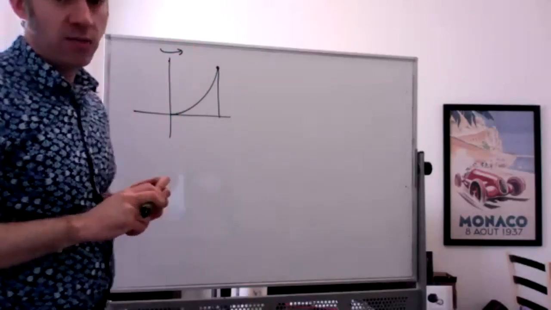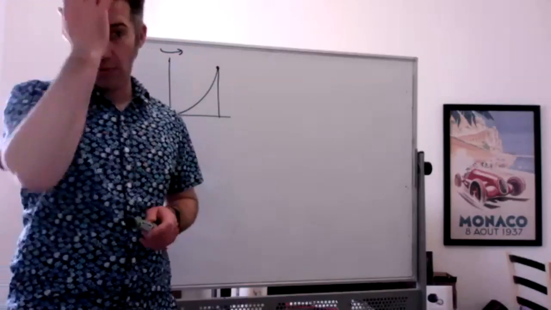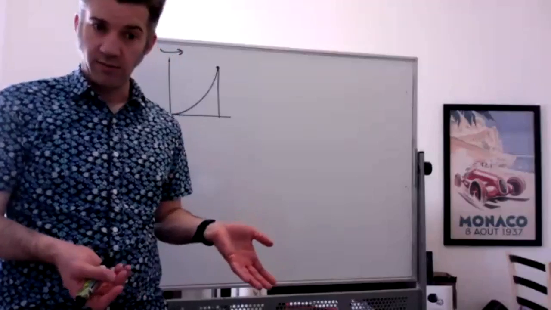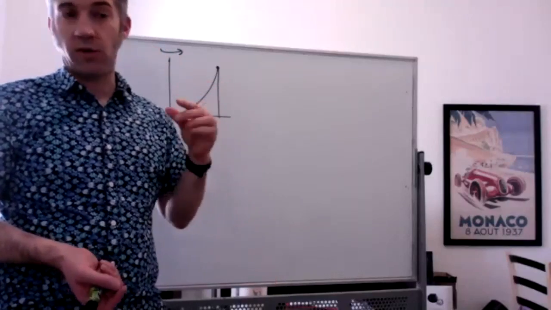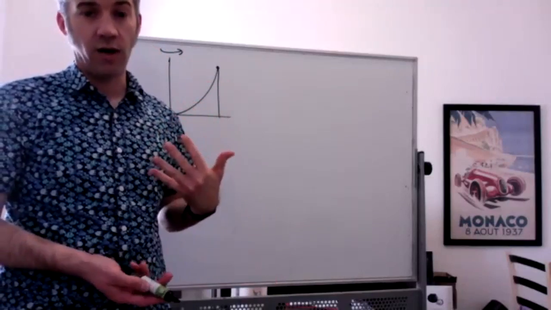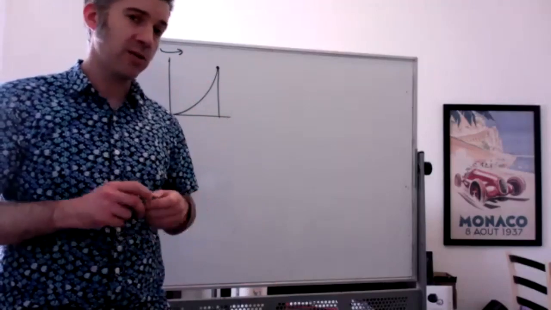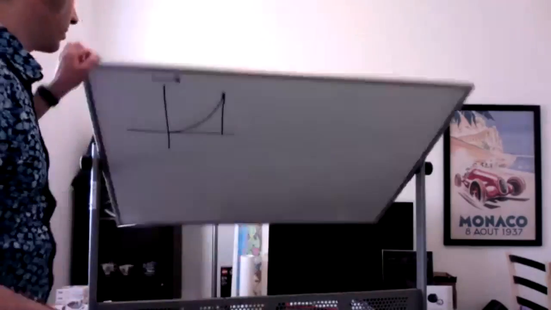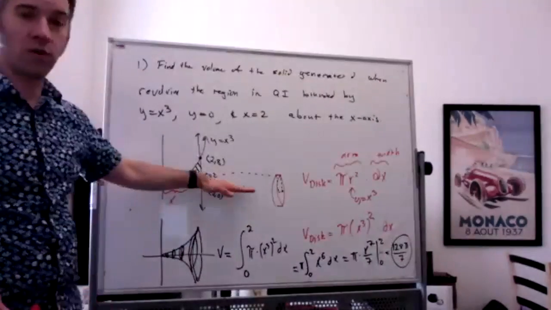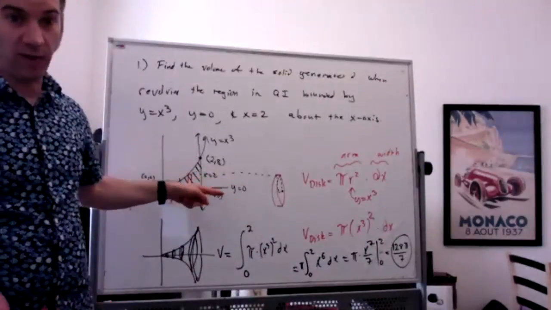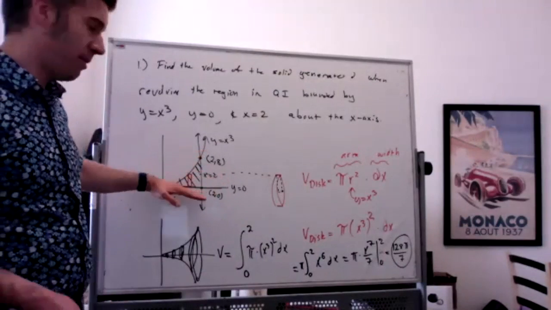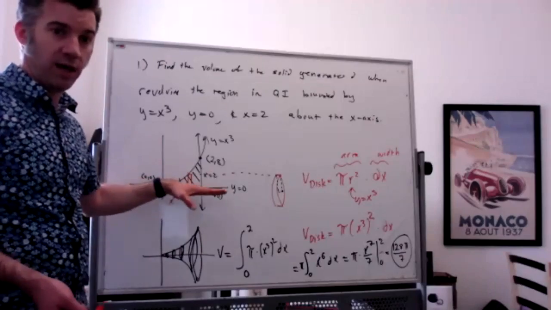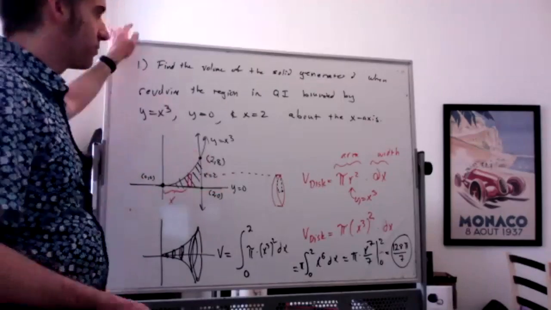And here's a really, really important thing to remember. If you're forced to use the disk or the washer method, the strip or the rectangle that you want to draw should always be perpendicular to your axis of rotation. So in the previous problem, my axis of rotation was the horizontal x-axis, or the line y equals 0, same thing. And my strip or rectangle that I drew was perpendicular to it, right? Horizontal axis, vertical rectangle.